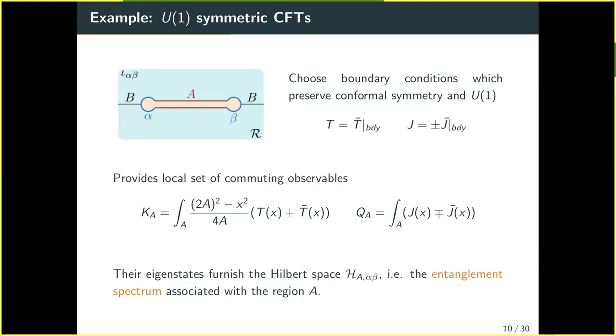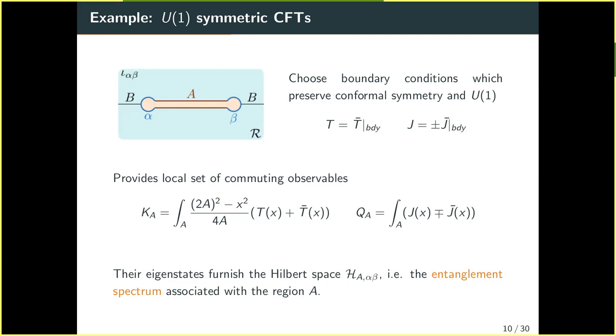You can do the same thing for a U1 charge. And these are now your locally commuting observables, and you're going to pick them. So these are going to basically code the Hilbert space HA. You're going to have a Hilbert space HA, which are eigenstates of these two operators. So that's what you want to do. Okay, and so now we're equipped to actually look at the entanglement spectrum.